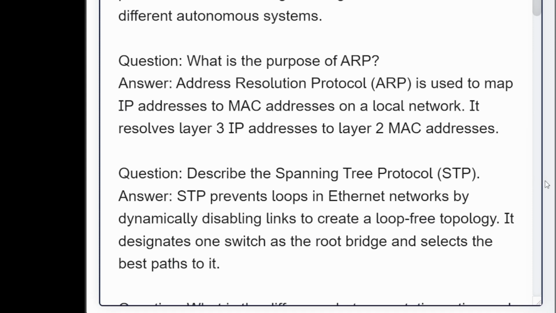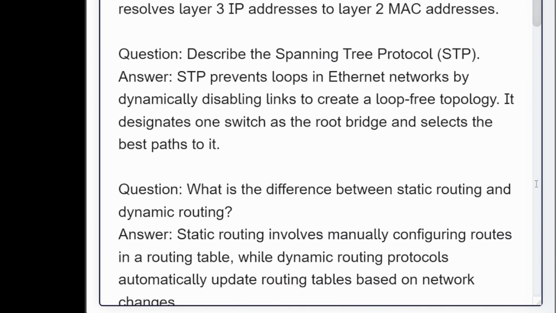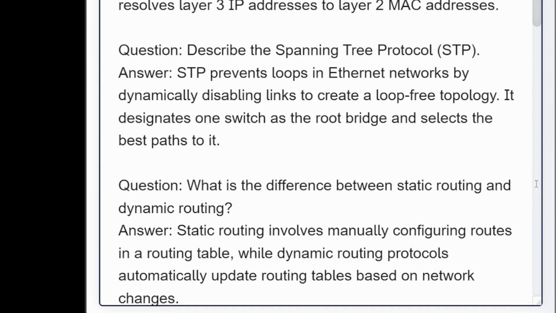Question: describe the Spanning Tree Protocol, STP. Answer: STP prevents loops in Ethernet networks by dynamically disabling links to create a loop-free topology. It designates one switch as the root bridge and selects the best paths to it.